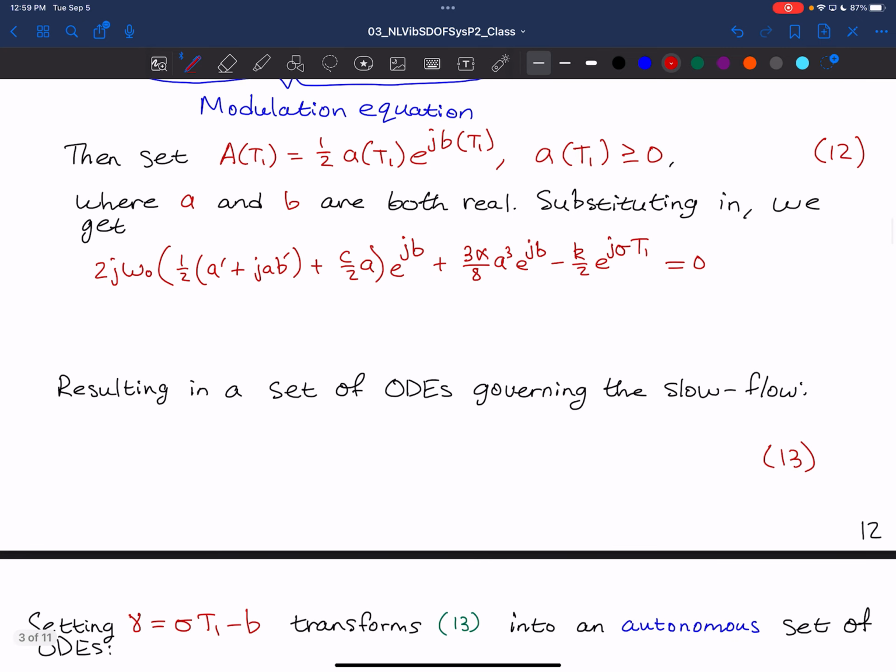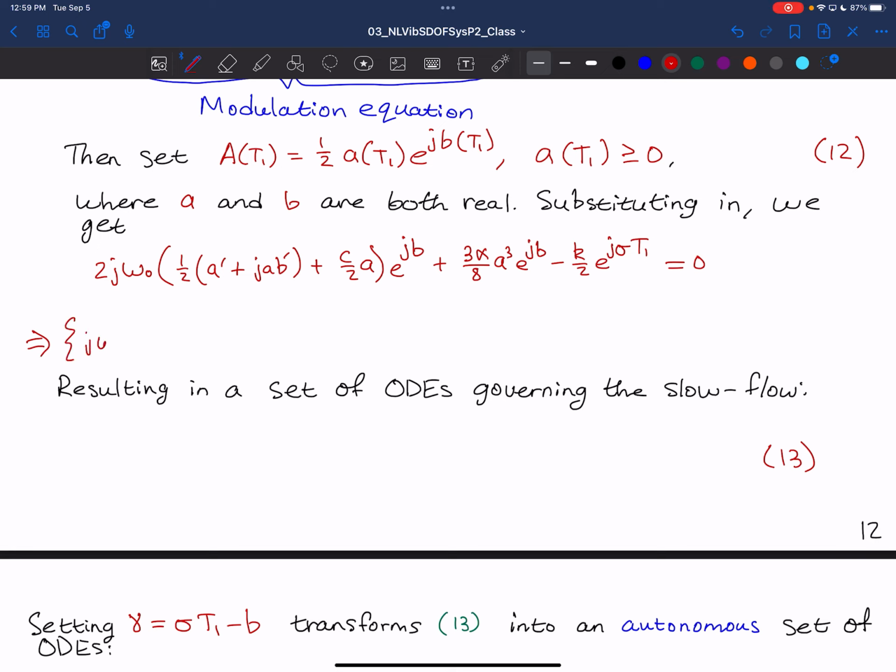We're going to pull out a e^(jB) from this equation, and to do that we're going to end up having to subtract jB over here as well, and then we're going to expand this e^(jσT1 minus jB) term into sines and cosines. So this will then give us the following.